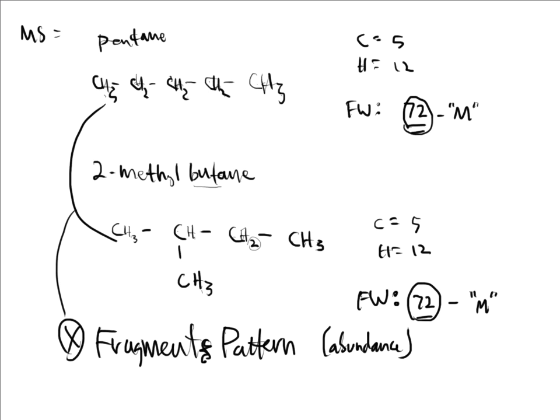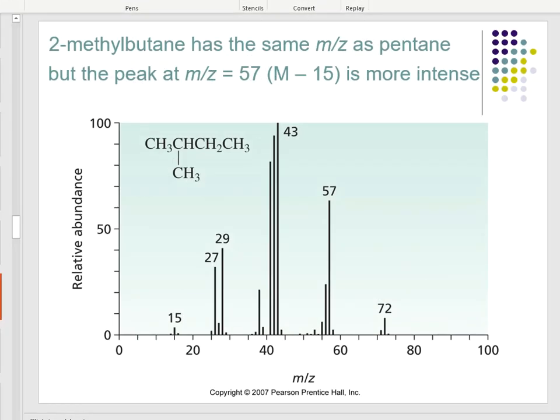Okay, so what does this mean? Well, let's take a look. Here's the mass spectrum of 2-methyl butane. I see the 72 peak. Right there it is. And it looks like the base peak here is 43. So this is the base peak. And we've got to figure out, well, how does it get 43?